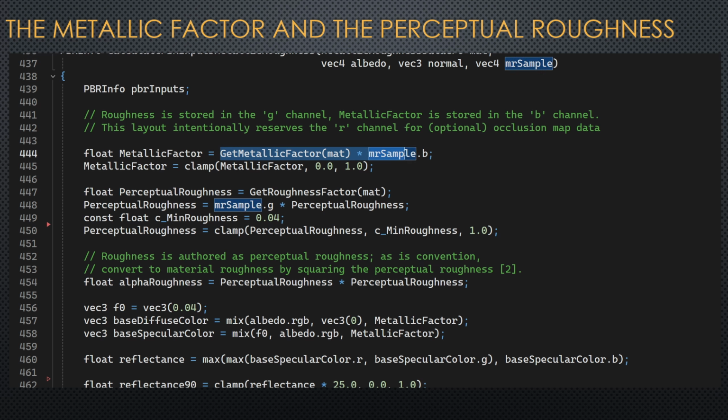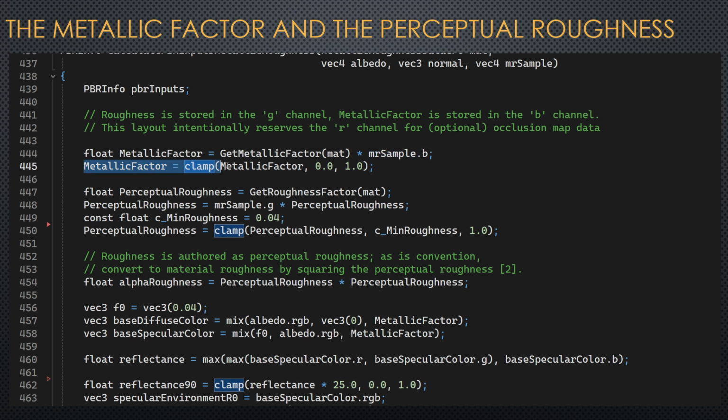We need to modulate the metallic factor by the blue channel of the metallic roughness texture. A common optimization in a PBR pipeline is to pack a few per pixel elements together into the same texture: the ambient occlusion in the red channel, roughness in the green, and metallic in the blue. The ambient occlusion in our case is actually provided by a separate texture, so we will only use the remaining 2 channels here. After modulating the metallic factor, we clamp it to a valid range.